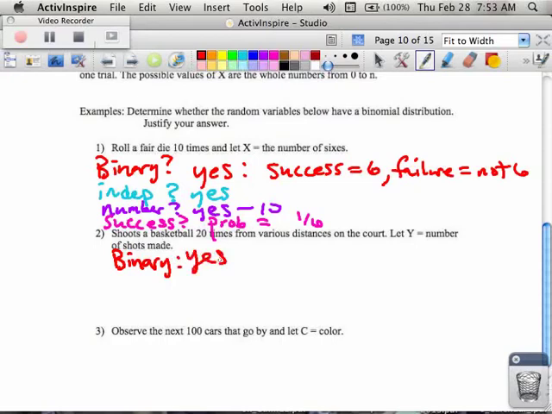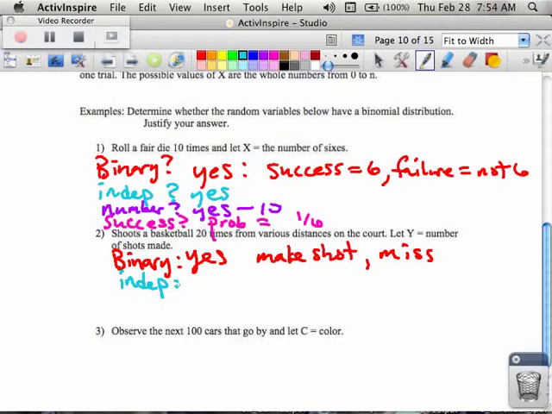So you make the shot or you miss. That's what it means to be binary. Either you can do it or you can't do it. That's a binary situation. Independence. Does one shot determine whether or not you're going to make the next shot?